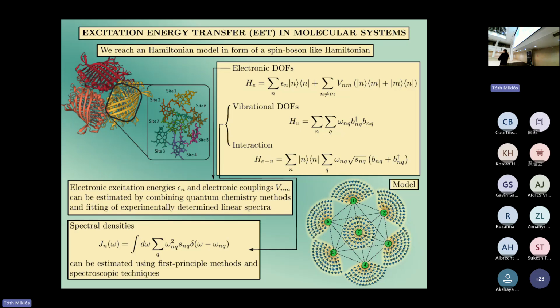On the other hand, the vibrational environments and the coupling to the system can be estimated both with first principle methods, but also experimentally. And these characterizations happen in the form of characterizing the so-called spectral density. The spectral density is what captures the vibrational structure in the environment weighted by the coupling to the system. So it really captures all the relevant environmental degrees of freedom that can couple to the system.